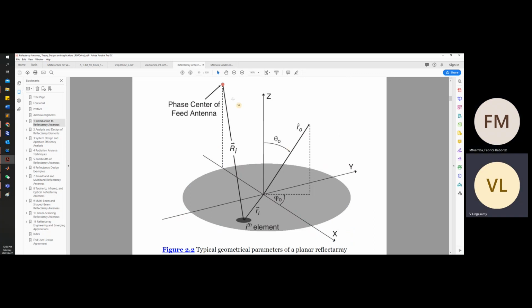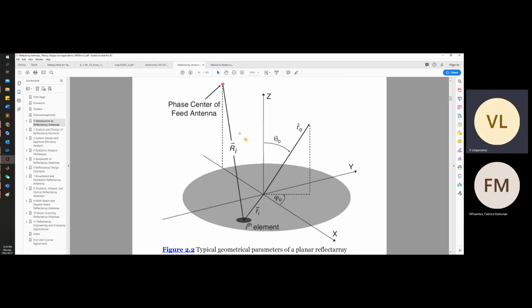So Ri is, for example, why we are multiplying with the K naught, because R is, let's say, 2 lambda naught. So K is what? 2 pi by lambda, right? Multiplied by 2 lambda. So lambda gets cancelled. I will get 4 pi. So 4 pi is 720 degrees.